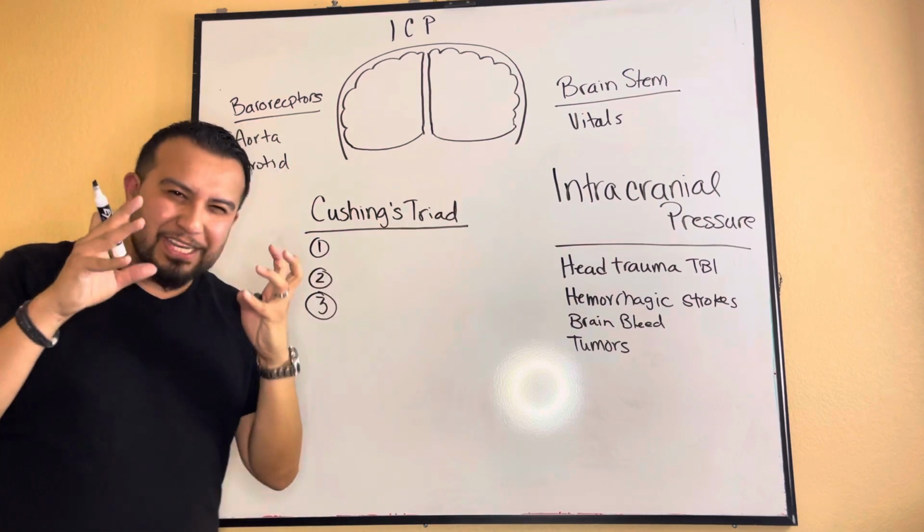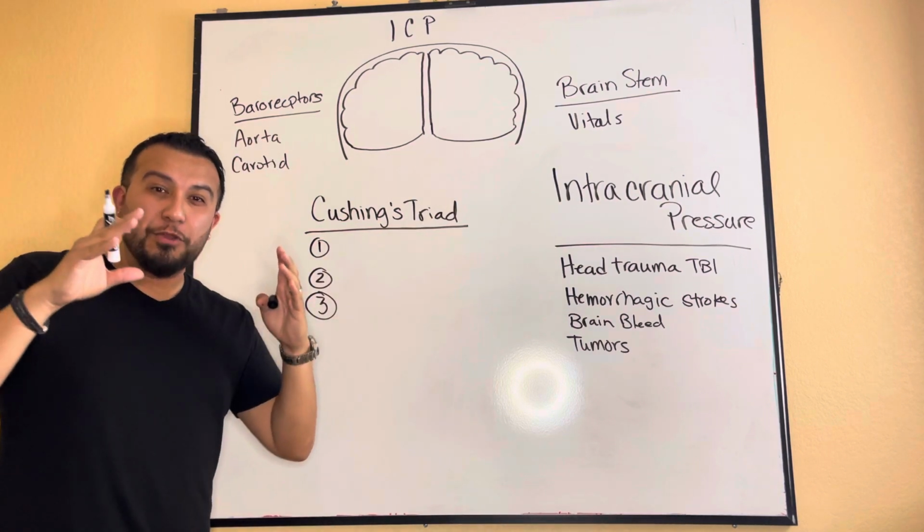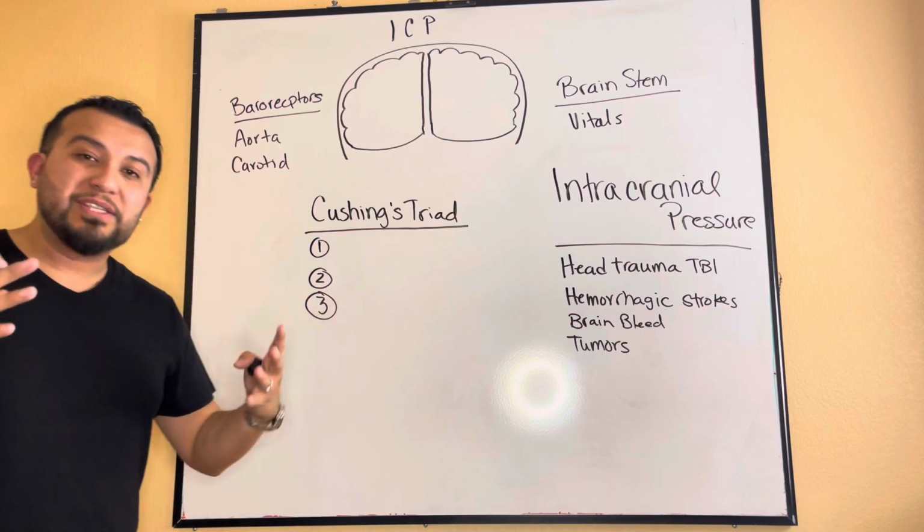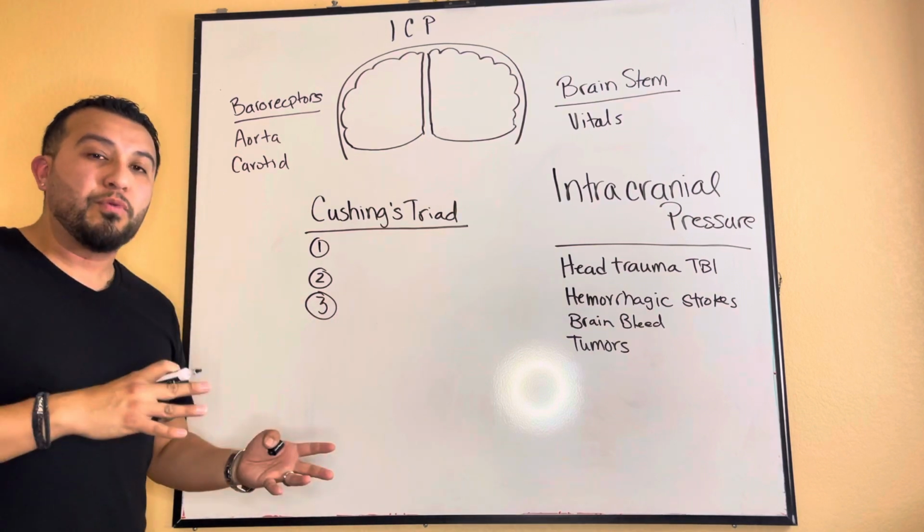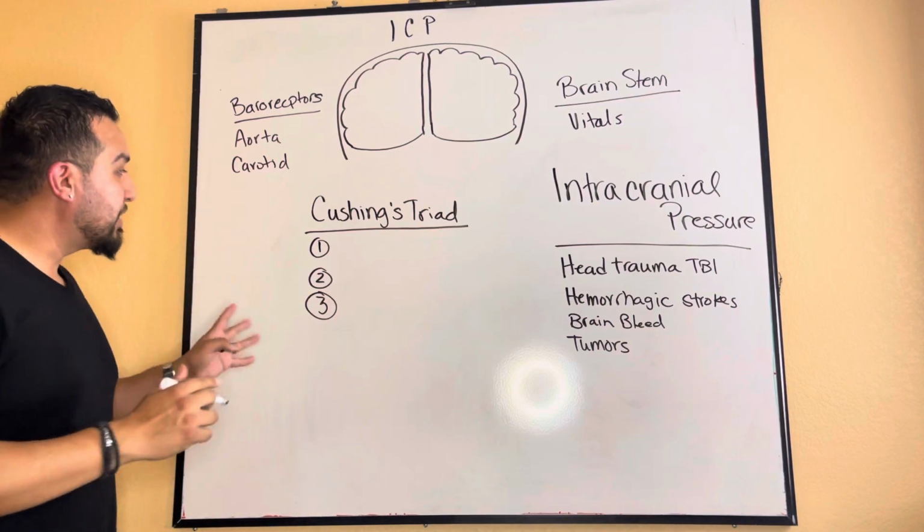So moving along to what I was discussing with the brainstem and baroreceptors and vital signs, that's what's going to be the main issue that's going to be manifesting in your patient. Okay, you're going to see just drastic changes in blood pressure, in heart rate, and in respirations. So let's talk about those first.